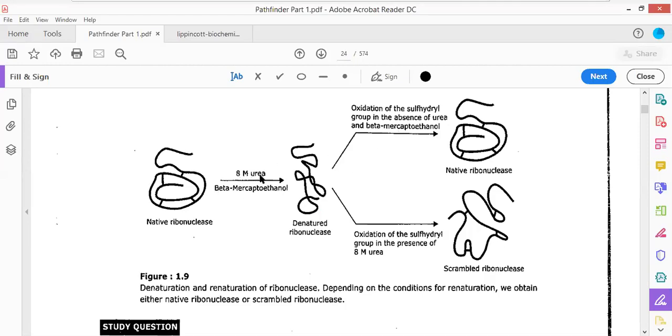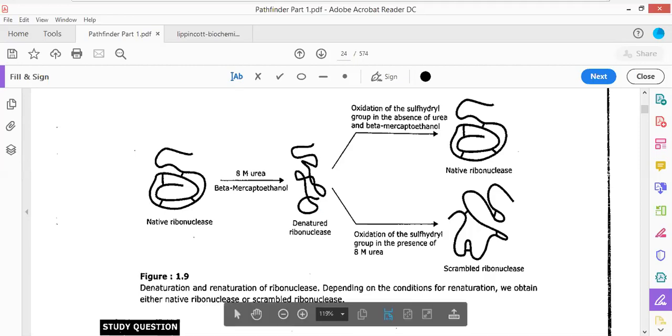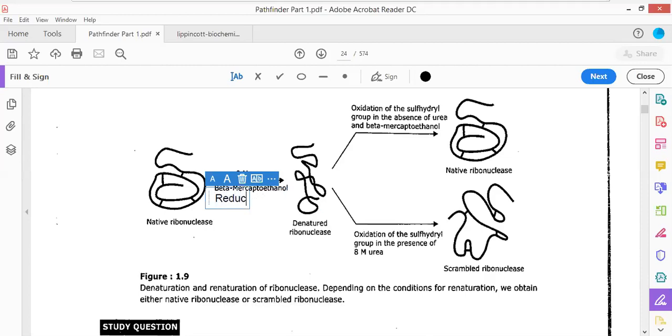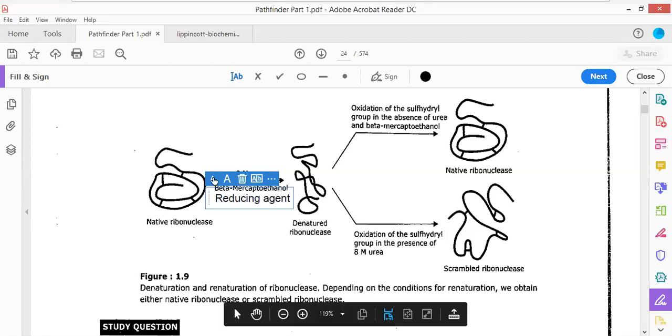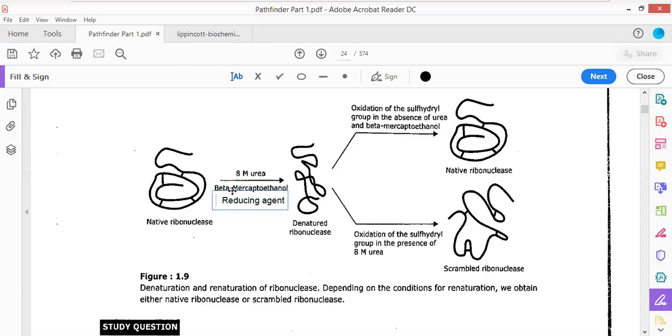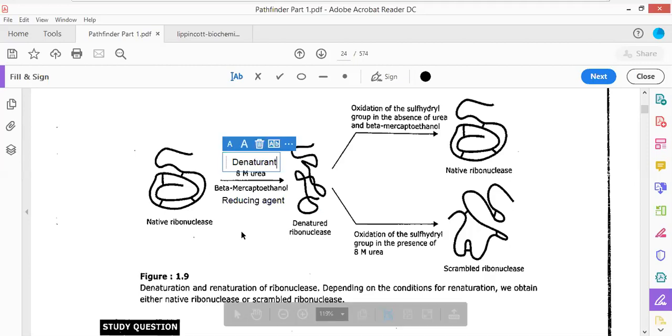Firstly, he used 8 molar urea and beta mercaptoethanol. As you know, beta mercaptoethanol is itself a reducing agent in nature. This has an ability to break down the disulfide linkages. And 8 molar urea is a denaturant in nature. It has the property of causing the denaturation of protein.